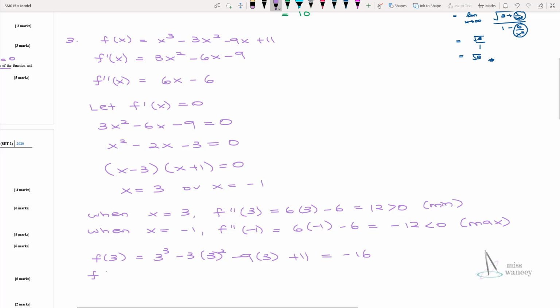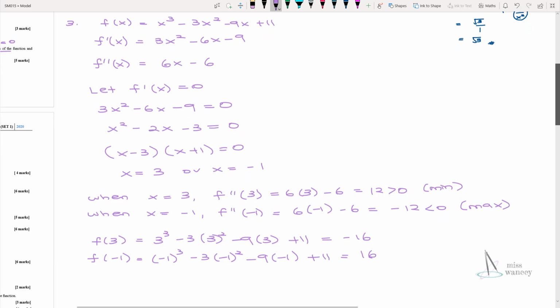Another one is f of negative 1. So we got negative 1 cubed minus 3 times negative 1 squared minus 9 times negative 1 plus 11. So we got negative 1, and then over here we got negative 3. So this is negative 4. Negative 4 plus 9, this is 5. 5 plus 11. So this is positive 16.